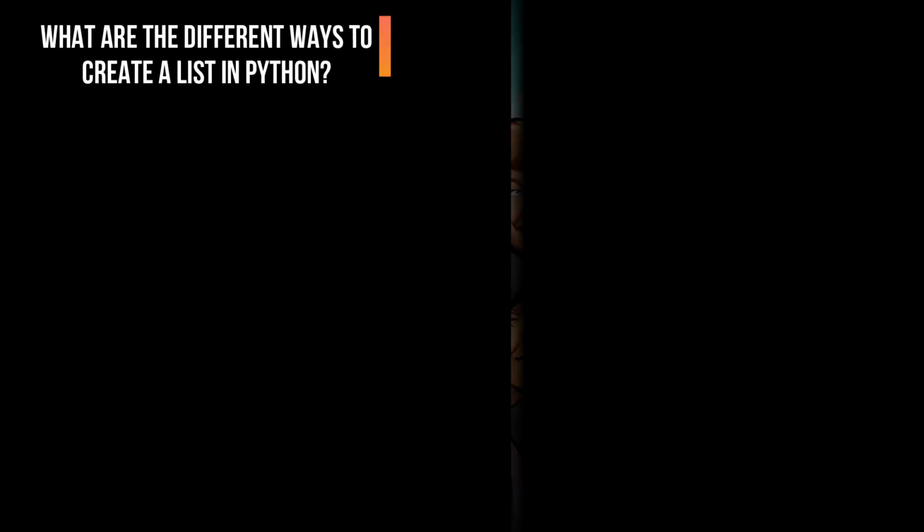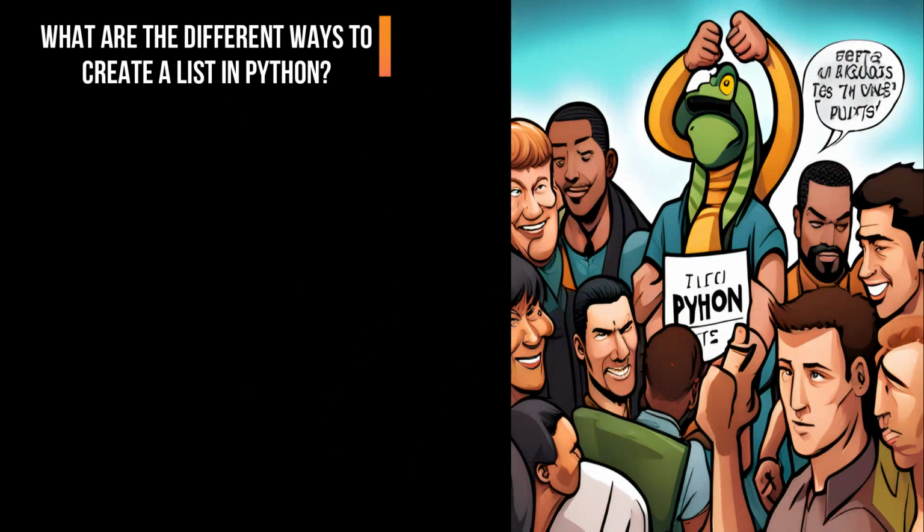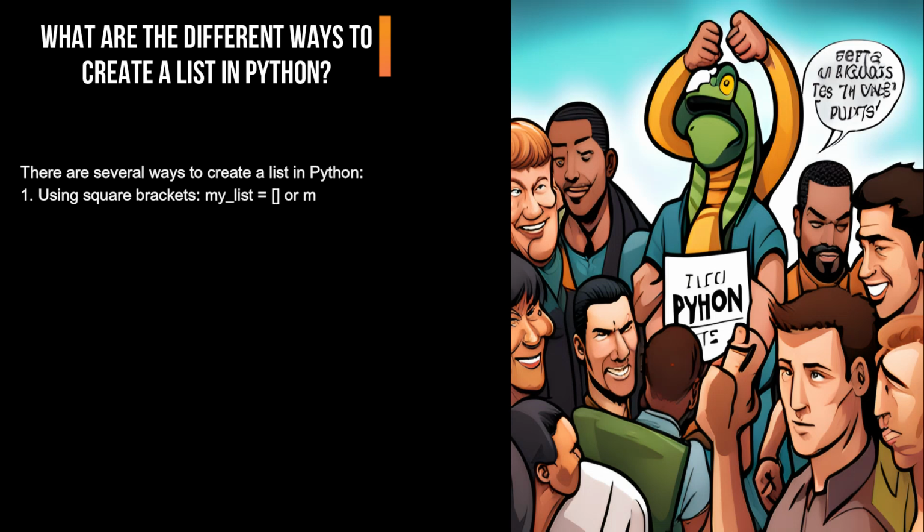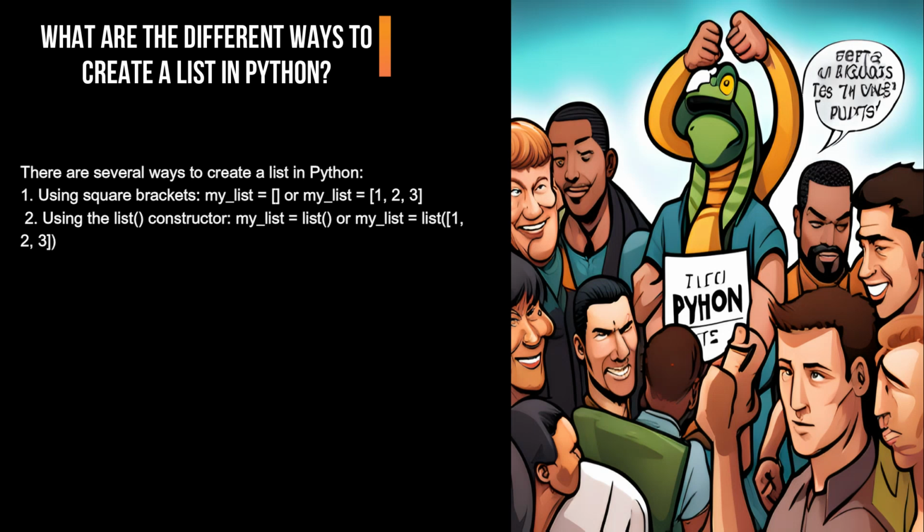What are the different ways to create a list in Python? There are several ways to create a list in Python. 1. Using square brackets: my_list = [] or my_list = [1, 2, 3]. 2. Using the list constructor: my_list = list() or my_list = list([1, 2, 3]).